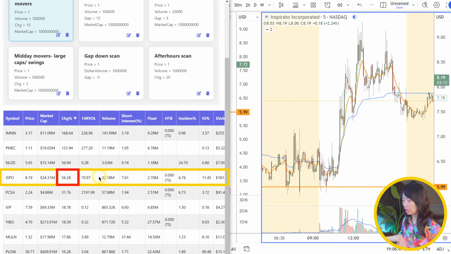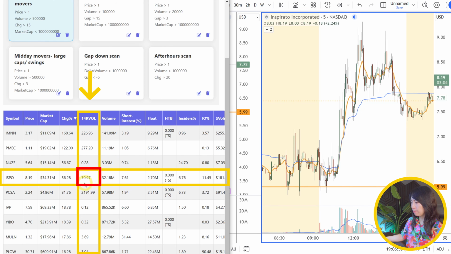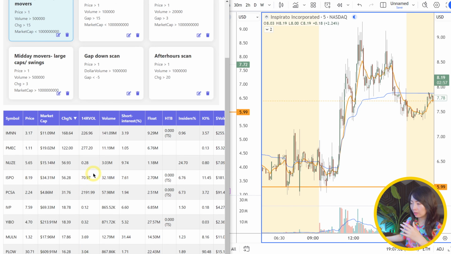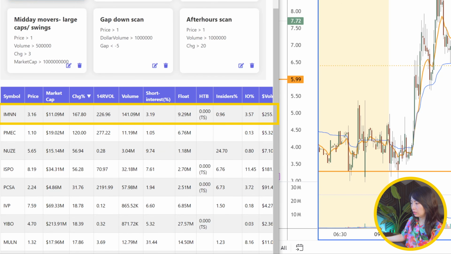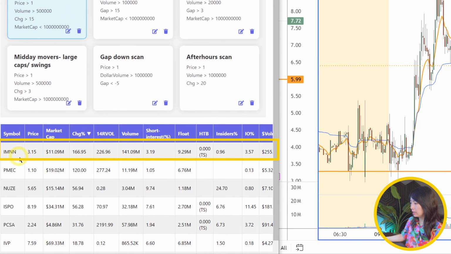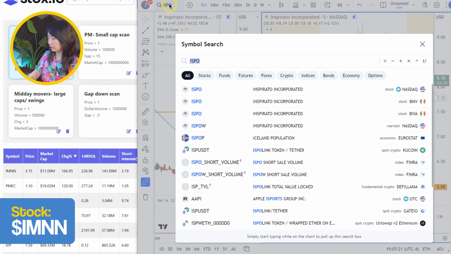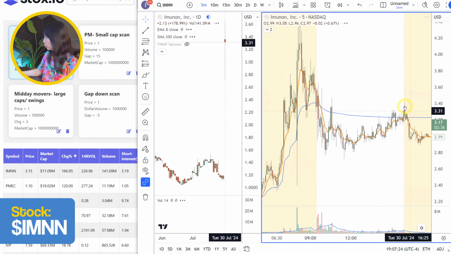But you can see these top gainers, especially the lower float small cap stocks, they're usually trading extremely high relative volume. So for this one specifically, now it's trading at 71 14-day relative volume. Before, during the day, I saw it at around 40-50%. Another example here, you can see the top gainer at 167%, IMNN. This one definitely has a very, very high volume traded as well.